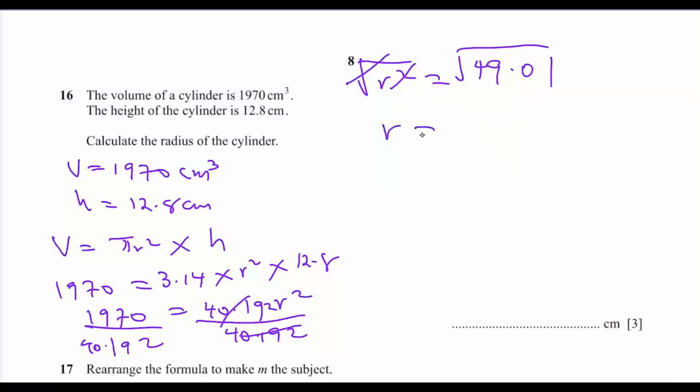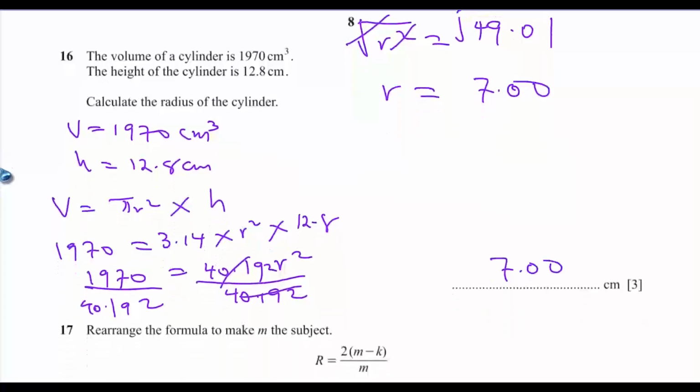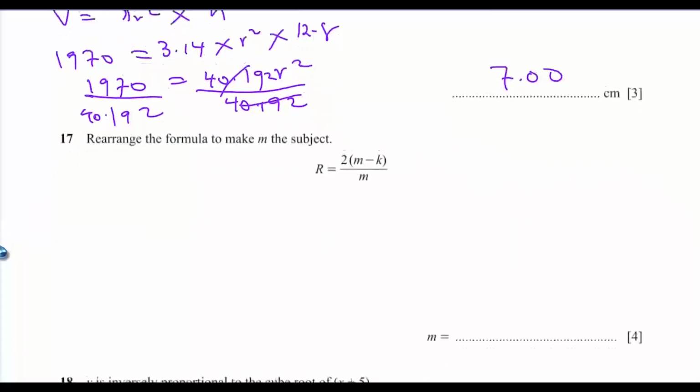We are left with r equals 7.00. Okay, so that means the radius of the cylinder is 7.00 centimeters. So we go to the next question. That will be question 17.